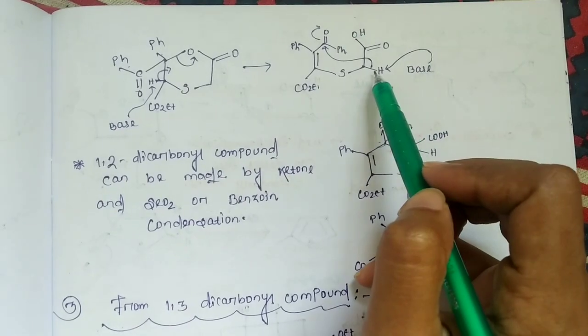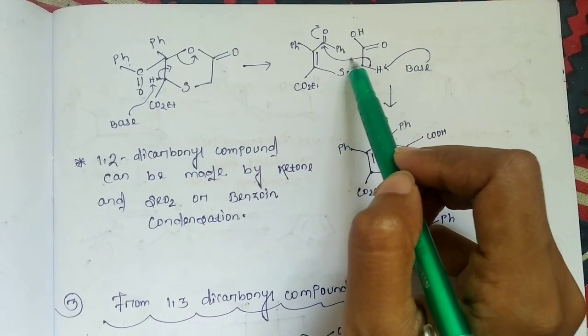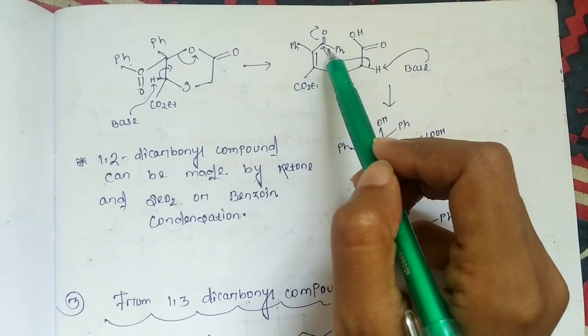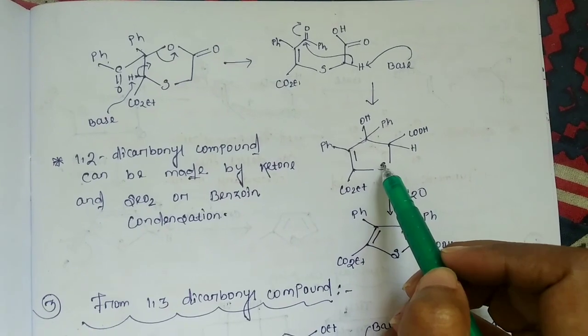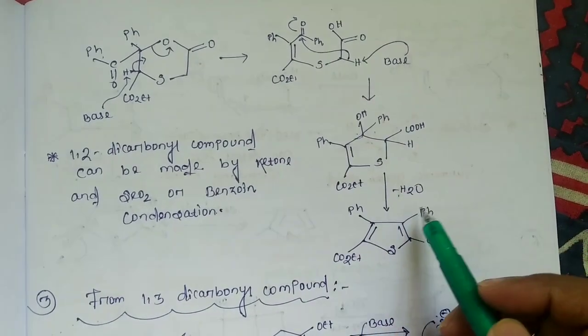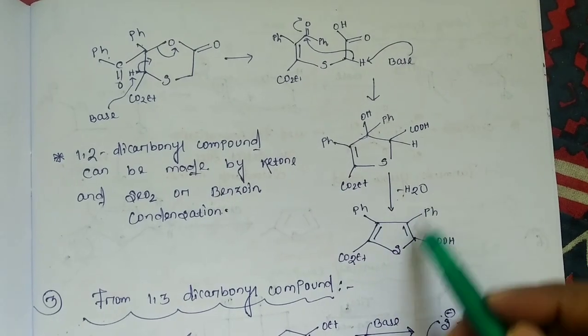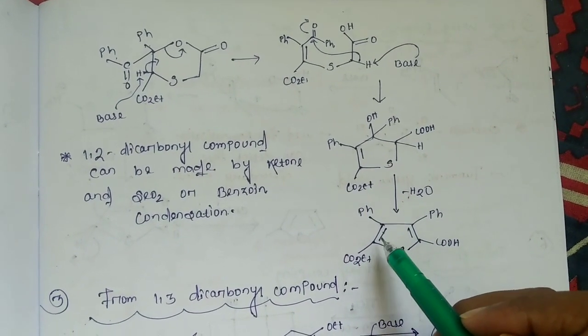Then base will abstract the proton from here. The negative charge will generate here, and it will attack the carbonyl of ketone. Then we will get a 5-membered ring. Then this OH and H will eliminate as water, and we will get our substituted thiophene.